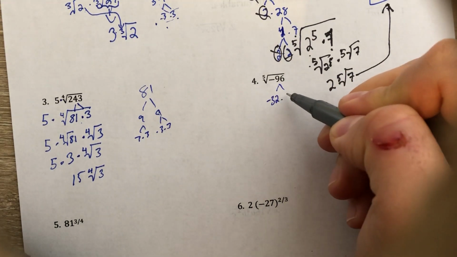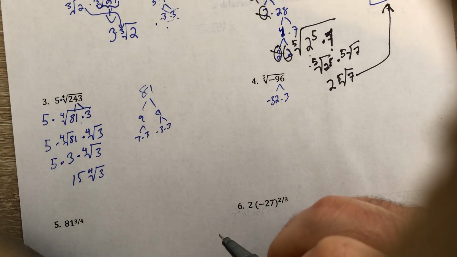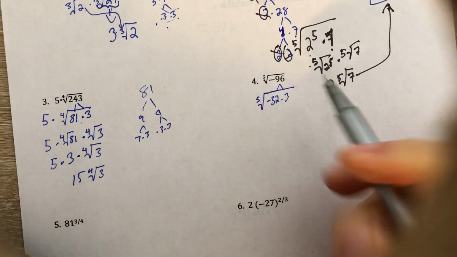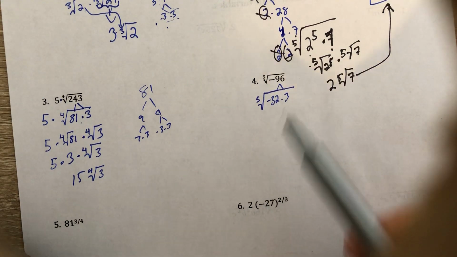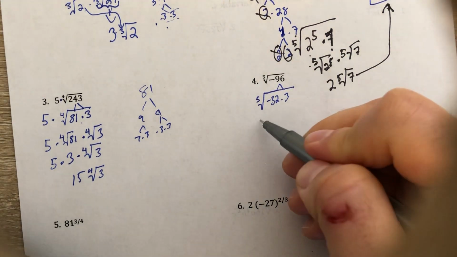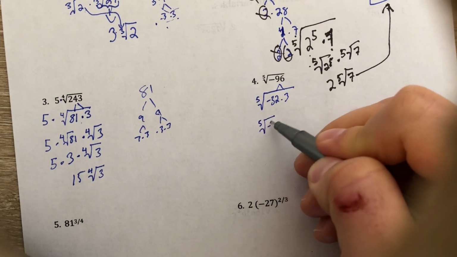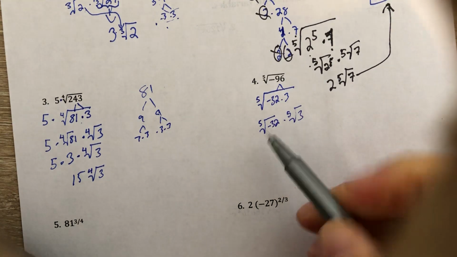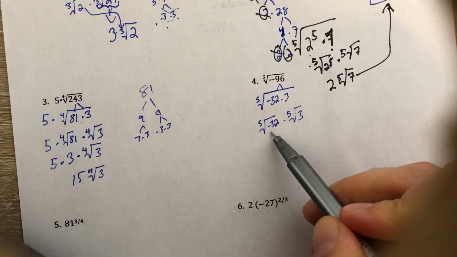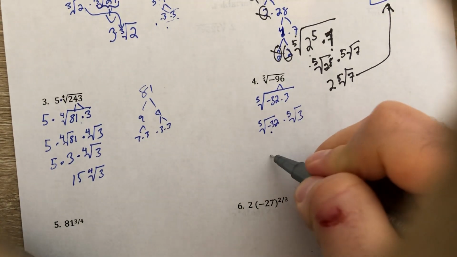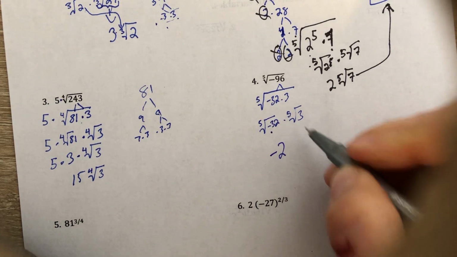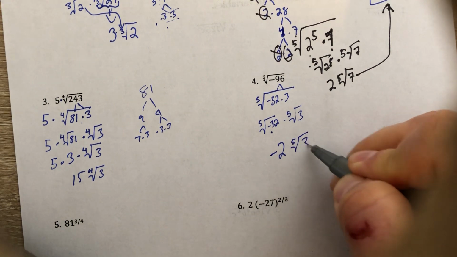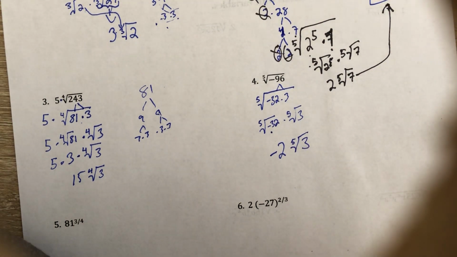Negative 32 times 3 is 96. Meaning, the fifth root of negative 96 is the same as the fifth root of negative 32 times 3, which we know from our rule is the same as the fifth root of negative 32 times the fifth root of 3. What number when multiplied by itself 5 times is negative 32? We just went over that. It's negative 2. This cannot be simplified anymore. Negative 2 fifth root 3. There's our final answer.